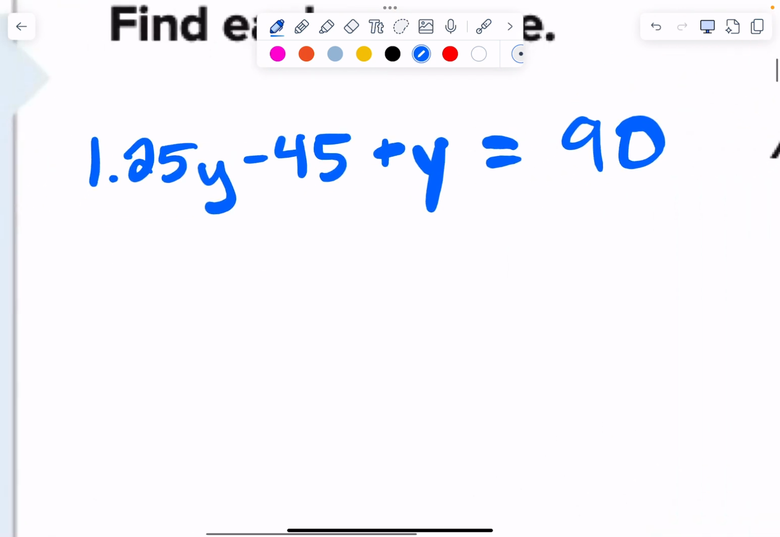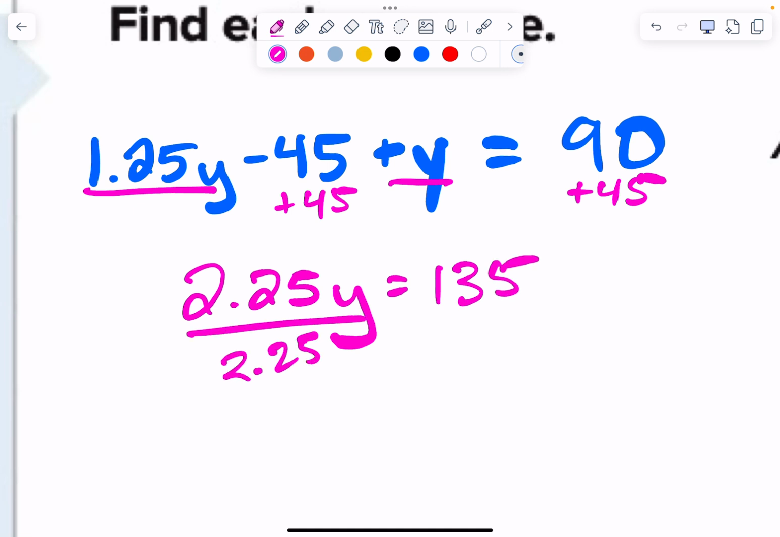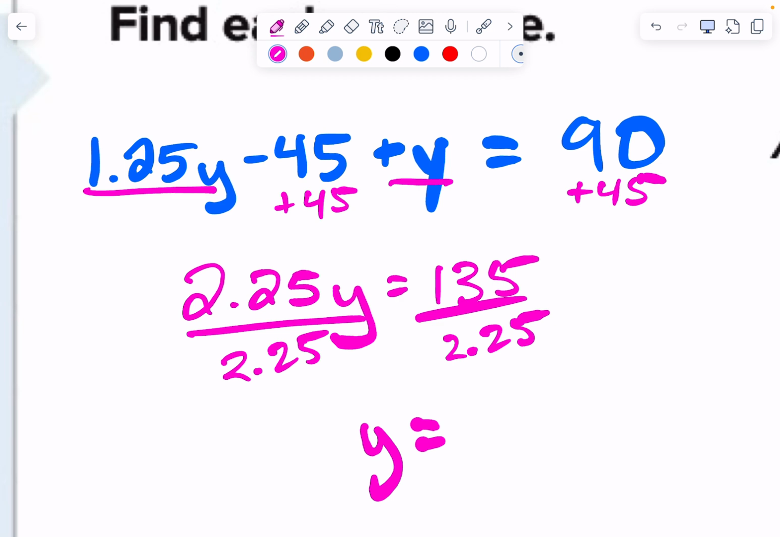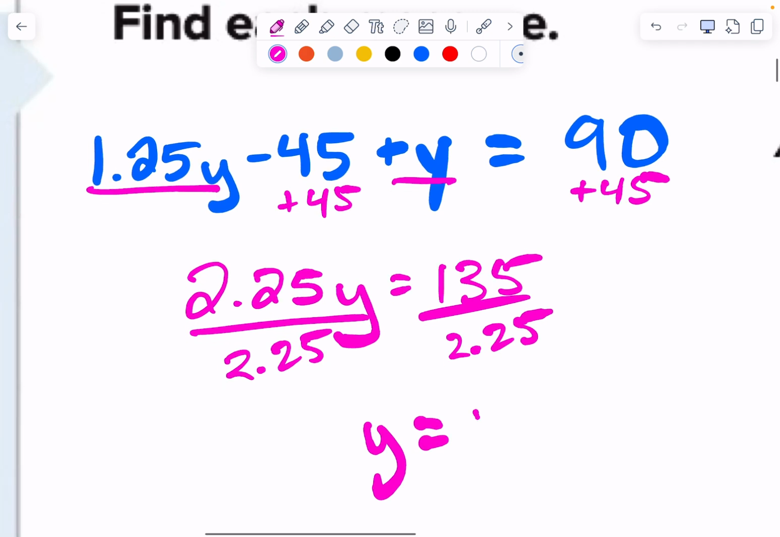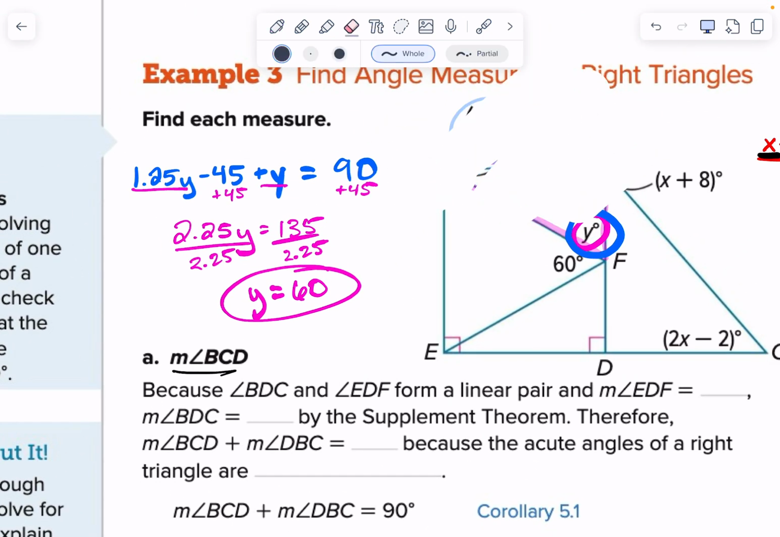Yeah. Okay, so how many y's did that give you on the left side? 2.25y. Can I add the 45 over? What's 90 plus 45? 135. Divide that by 2.25. y equals? I don't know. What's 135 divided by 2.25? I don't know. Jace, you got it? Take 135 divided by 2.25. 60? Okay.